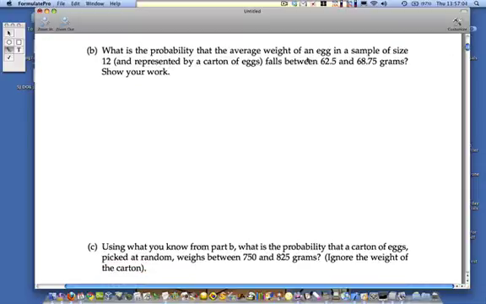What is the probability that the average weight of an egg in a sample size of 12, we're taking a sample of size 12, remember that, falls between these two values? What we're looking at is the probability that x bar is between these two values. So what kind of distribution does x bar have? According to the central limit theorem, and according to the conditions and assumptions, x bar is normal.